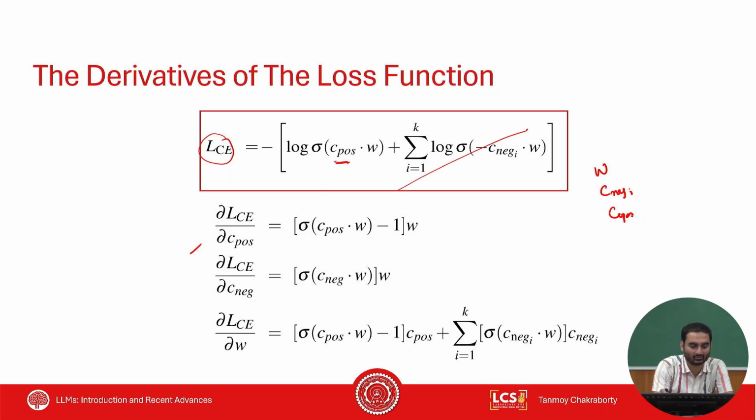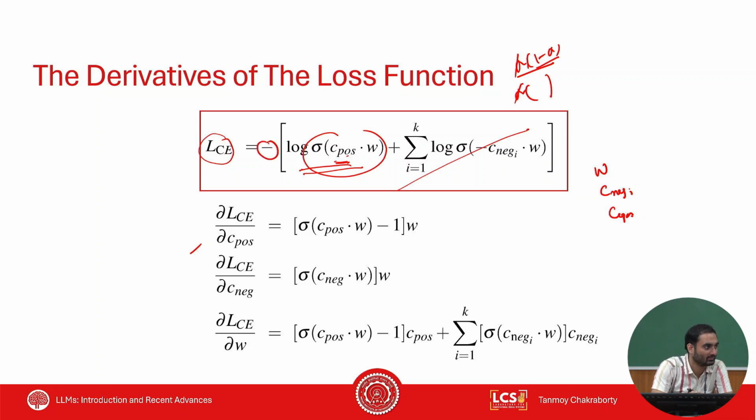Okay, so this part will be ignored, right? We will only look at this part, log of x, 1 by x, right? So this will be 1 by sigmoid, and then we take the derivative of this. What is the derivative of sigmoid? Sigmoid into 1 minus sigmoid. So sigmoid into 1 minus sigmoid: the sigmoid will cancel out, and 1 minus sigmoid will basically remain.